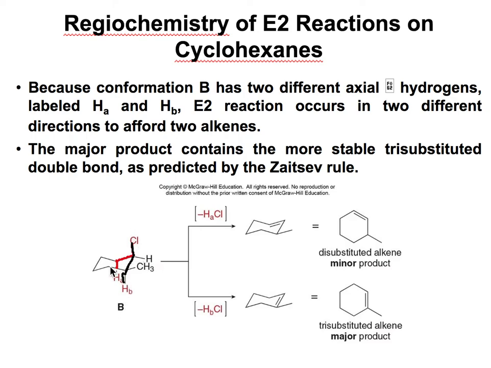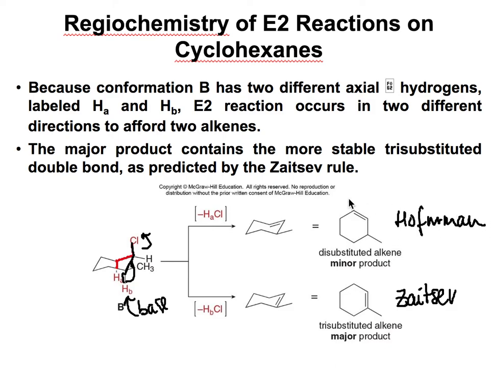Now, if it goes through HA leaving, right, we get the disubstituted alkene. And if HB is the one that leaves, right, so the base comes and removes like that, and the leaving group leaves, this is what we get right here. So HB is the preferred one because if we remove HB, we get the Zaitsev product. But if we remove HA, we get the Hofmann product, which is the more unstable.